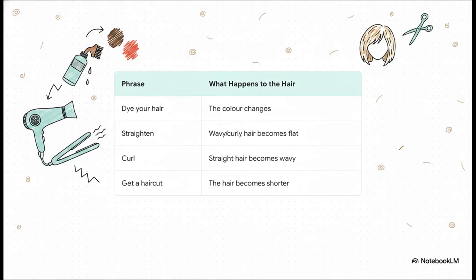Let's run through a quick cheat sheet for hair vocabulary just to make this super clear. You dye your hair when the color changes, say going from gray to brown. You straighten it to make it flat. The exact opposite, of course, is to curl your hair, making straight hair wavy. But I really want you to focus on that last phrase, get a haircut. Why don't we just say cut a haircut? Well, usually we aren't cutting our own hair. We have someone else do it. And that leads us perfectly into the next part of our day.